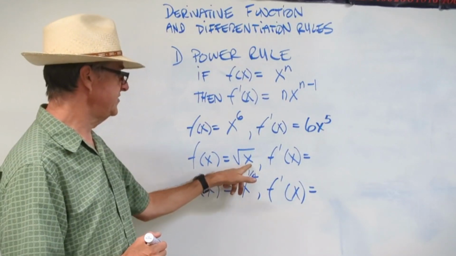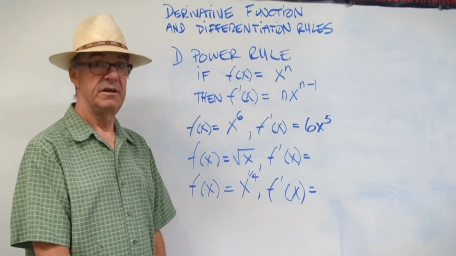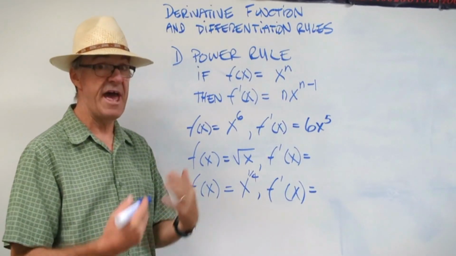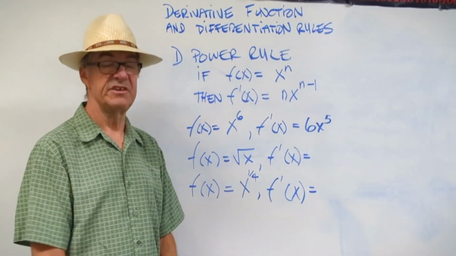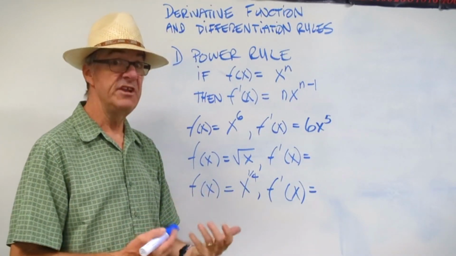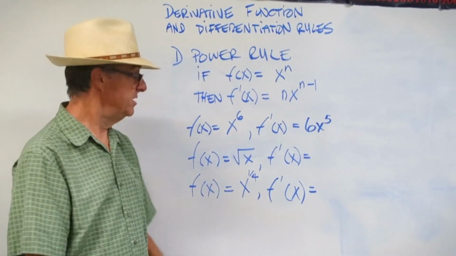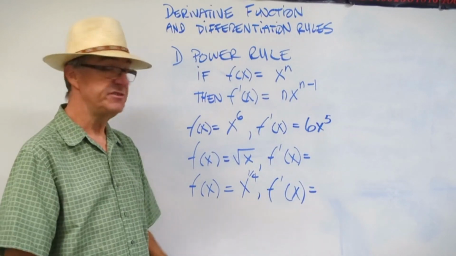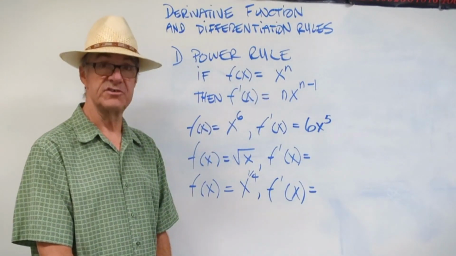So if f of x is root x, what is f prime of x going to be? Now pause the video, see if you can do that. Okay, so if you're back and you haven't done that, you have to realize how to write square root of x as a power. And the way to do that is the root is the 1/2 power. So this is x to the 1/2. So go ahead, pause the video, and convert that using our power rule to the derivative function.